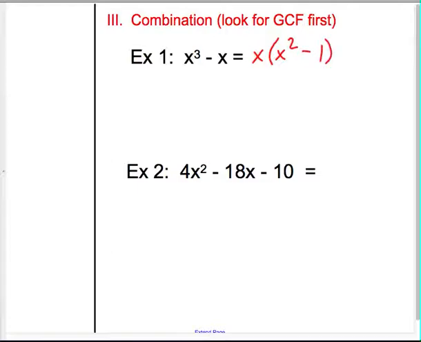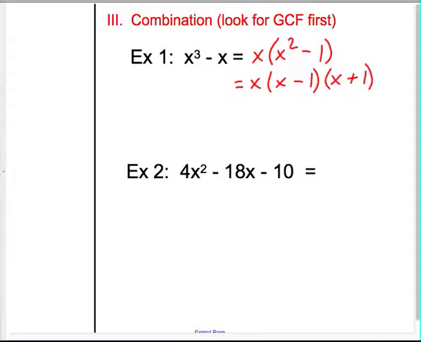And what I notice inside the parentheses is a binomial, 2 terms, so I'm going to check for a difference of squares. X squared is a perfect square, and so is 1, so I can continue factoring. Remember, difference of squares, you take the square root of the first term, which is x, minus the square root of the second term, and then multiplied by the quantity where the second term is 1. So x times the quantity x minus 1 times the quantity x plus 1. So now we have that in fully factored form.